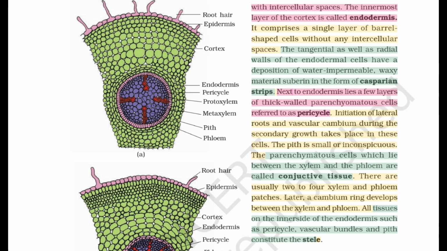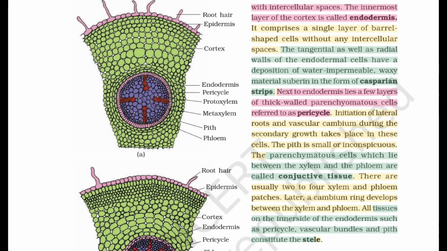The tangential as well as radial walls of the endodermal cells have a deposition of water-impermeable, waxy material suberin in the form of Casparian strips. Next to the endodermis lies a few layers of thick-walled parenchymatous cells referred to as pericycle. Initiation of lateral roots and vascular cambium during secondary growth takes place in these cells.